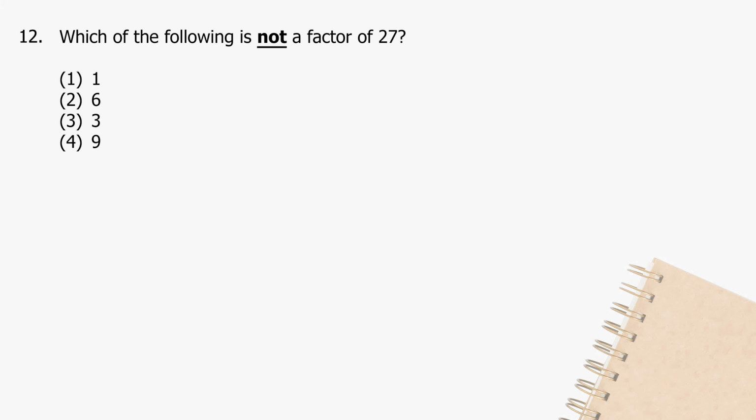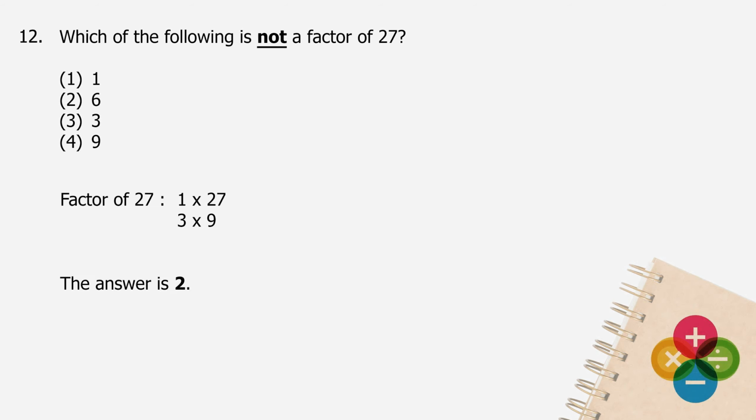Question 12. Which of the following is not a factor of 27? The factors of 27 will be 1, 3, 9, and 27. The answer is 2.